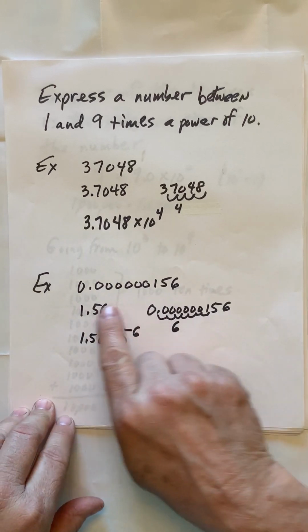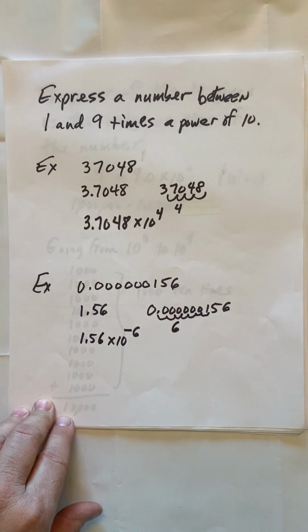I take a really small number, and it's really small because there's a lot of zeros to the right of the decimal.